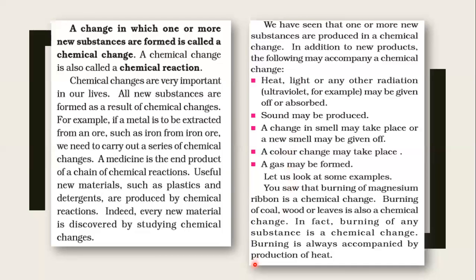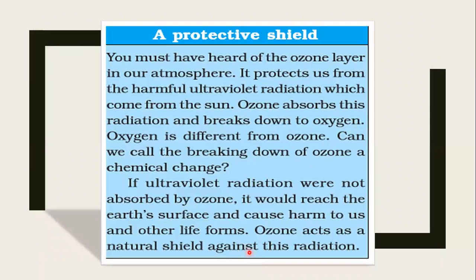Now, I am going to explain about the protective shield of the ozone layer. And you know that there is an ozone layer in the atmosphere. This layer protects us from the harmful ultraviolet radiations which come from the sun. The ozone layer protects the earth from the harmful ultraviolet radiations. These ultraviolet radiations can cause a lot of harm to the human body and also to living organisms. The earth is protected from these harmful ultraviolet radiations because of the protective cover of the ozone.